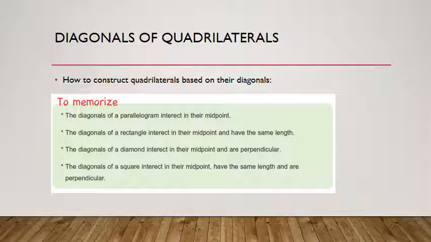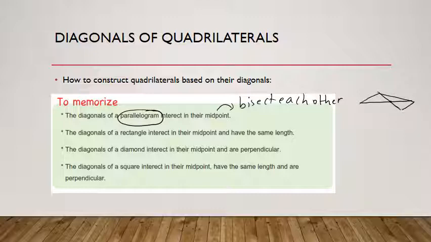The first thing I'm going to start with is the diagonals of quadrilaterals. I'm going to construct quadrilaterals based on their diagonals. You always have to memorize that the diagonals of the parallelogram intersect at their midpoint, or in other words, they bisect each other. Okay? For example, if you have two straight lines that meet at the same midpoint, or this point is the midpoint of both lines, if you just join the points, you will find that this is a parallelogram.